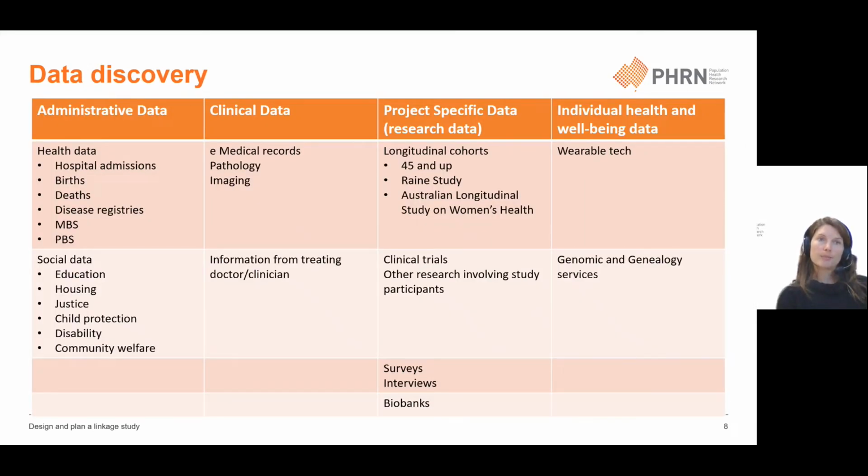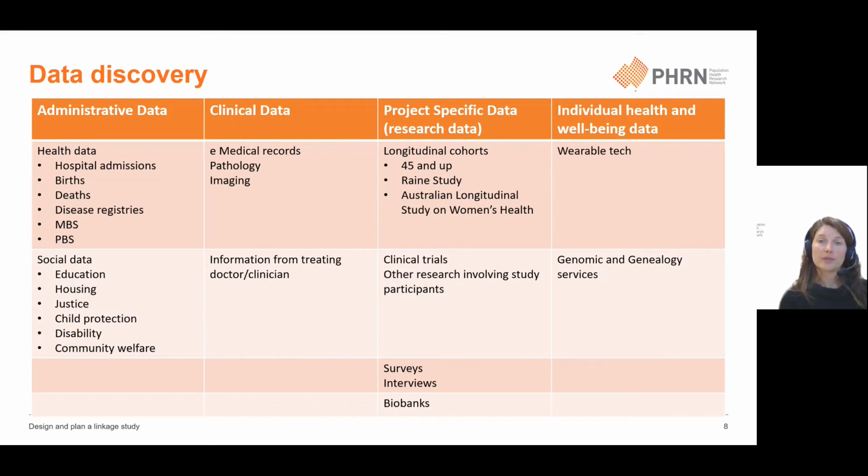This is an example table of the types of information that are available as part of a linked data project. So obviously a linked data project can include many different types of data as part of the study design. And it's important to have as much information under your belt as possible when deciding on which data sets you would like to request. As part of your research, spend some time looking through the PHRN and individual data linkage unit websites so you can get an idea of what data may be available.